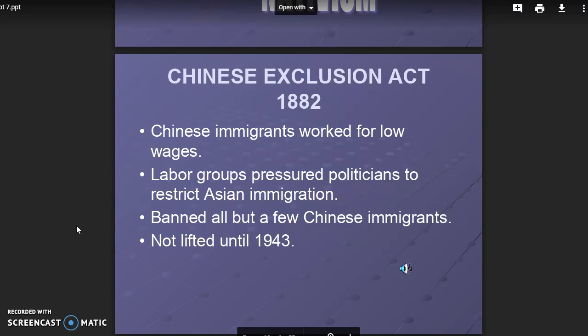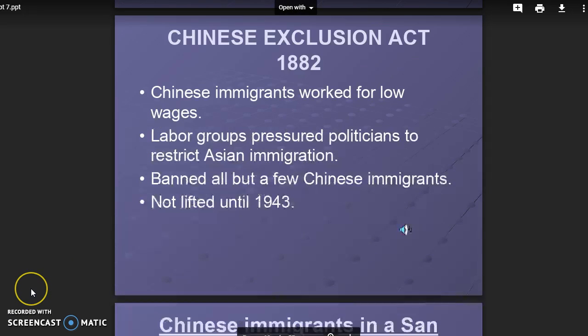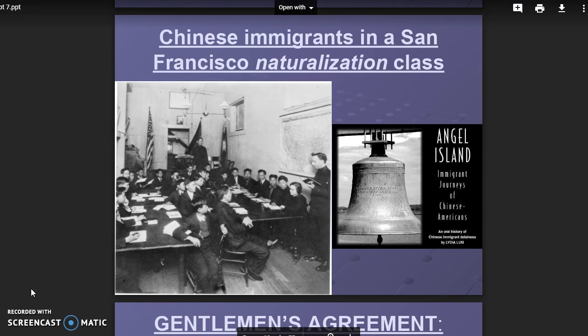The Chinese worked for low wages, labor groups pressured politicians to restrict them, and then they banned all but a few, and it wasn't lifted until 1943. Remember in class, we also looked at a close reading document on the Chinese Exclusion Act. These are the naturalization classes where we tried to quote-unquote Americanize the Chinese. And if you look there on the right, there's just a picture of a bell from Angel Island.